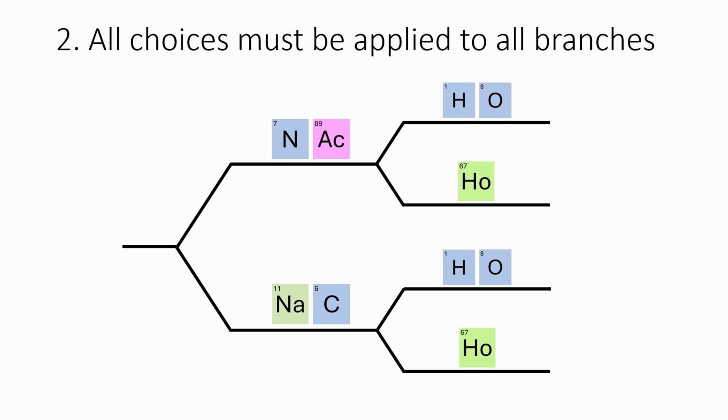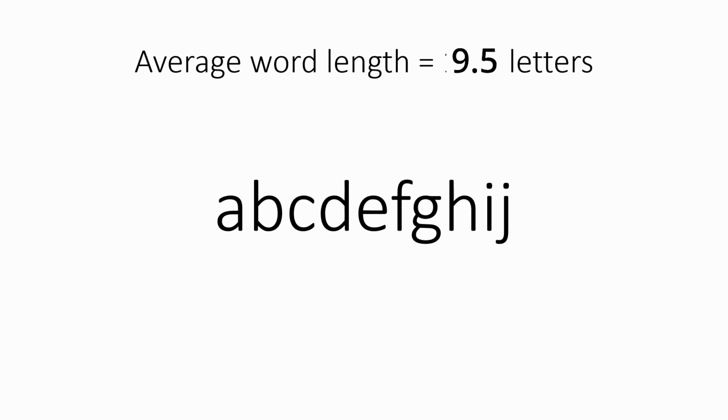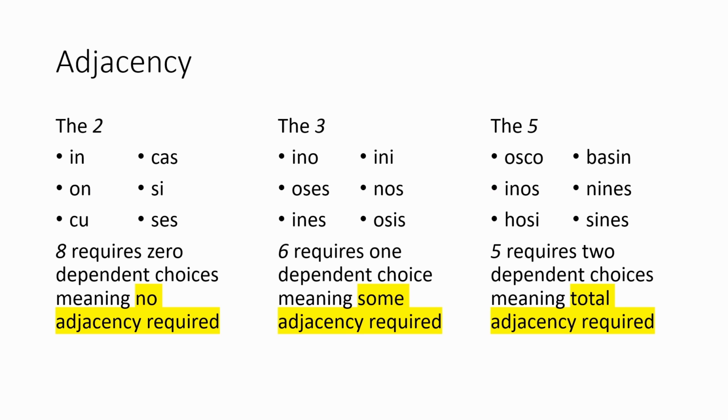When we think about two independent choices, they can be placed anywhere in the word and still generate the correct pattern. This explains why the 4 is more common than the 3. Because the average word length is 9.5 letters, if you were to randomly arrange two choices in a word, we would expect that they would much more often be separated than adjacent. This argument applies to the 8 as well, although slightly less strongly.